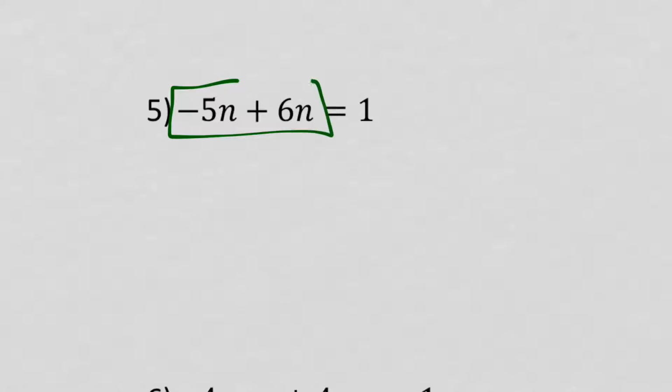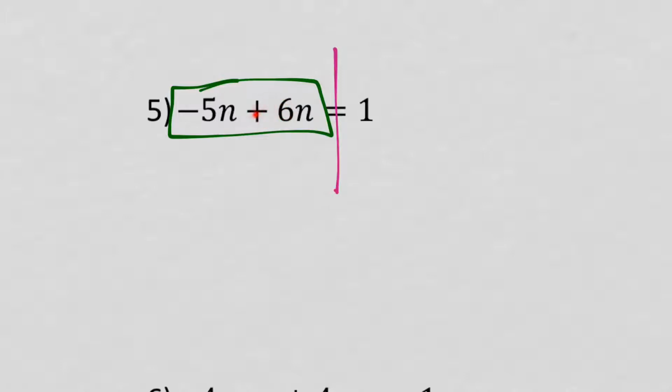Number 5, we can combine like terms. So these are like terms because both of these numbers have an n, and because they're on the same side of the equal sign. So here's the equal sign, they're on the same side. So I'm going to combine them by adding up or subtracting their coefficients.